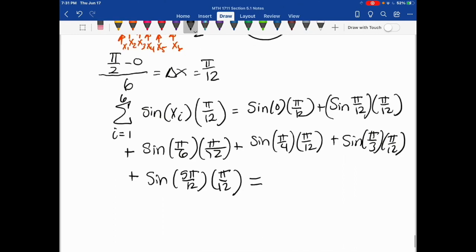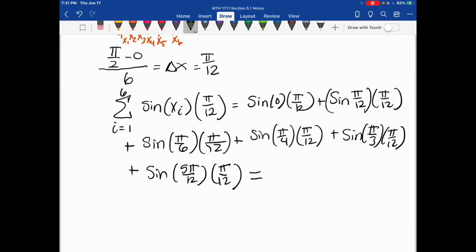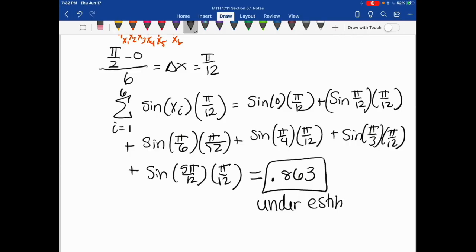Now, when you put all that in your calculator, be very careful. It's a big mess. You also need to make sure that you're in radians. Since we're not using degrees, we're using radians. So plug that all in carefully. And when you do, you should get 0.863. So this is our approximate area under the curve between 0 and pi over 2. And because we're using the lower limit and our rectangles come below the curve, this is going to be an underestimate.